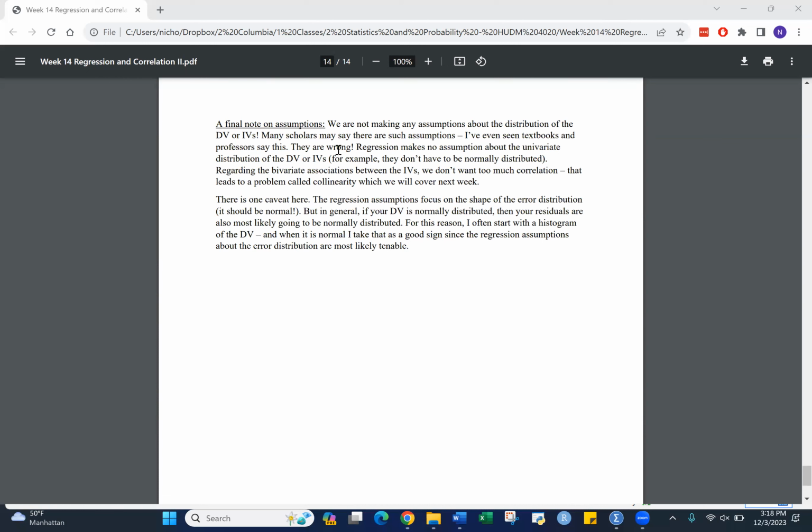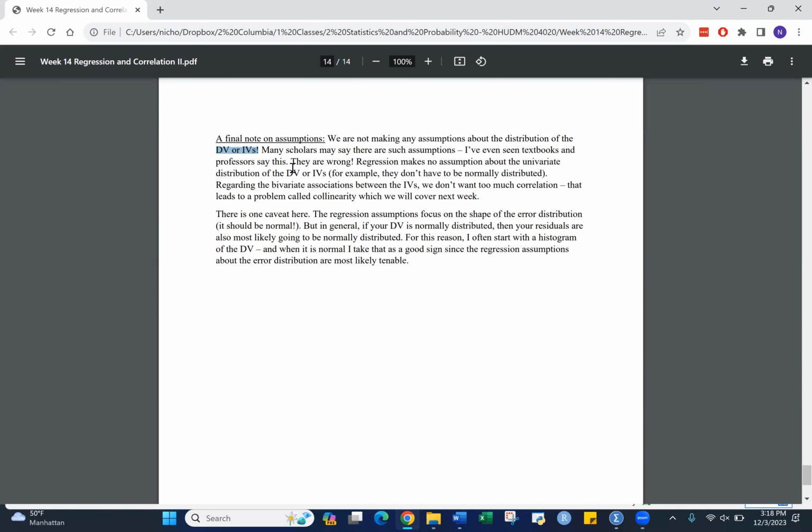A lot of books will say that there are assumptions about the x's or the y's, that is, the DVs or IVs. Now, this is incorrect. There are none. There are no assumptions about x's and y's. I've seen textbooks and professors say this. It's not true. The x's and y's can have any distribution, really. They can even be categorical variables. You'll learn about regression and categorical variables later.